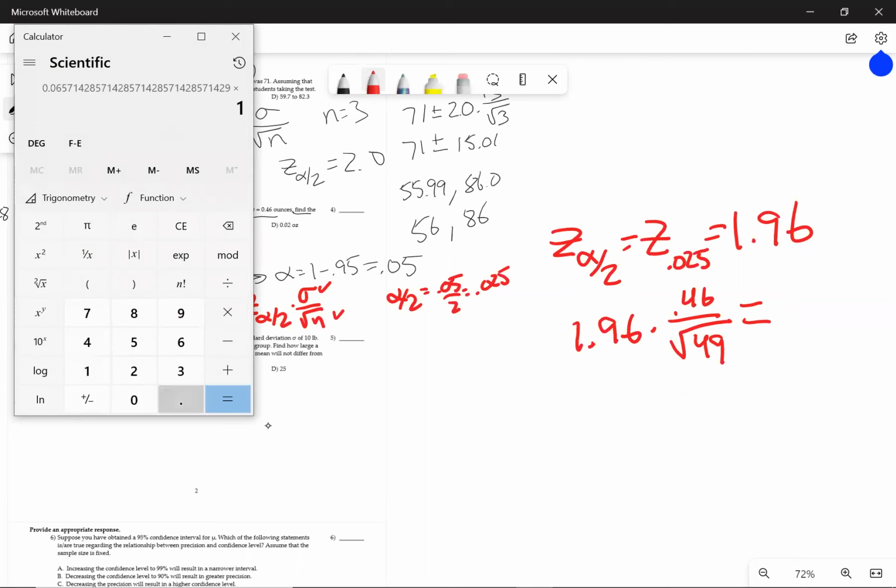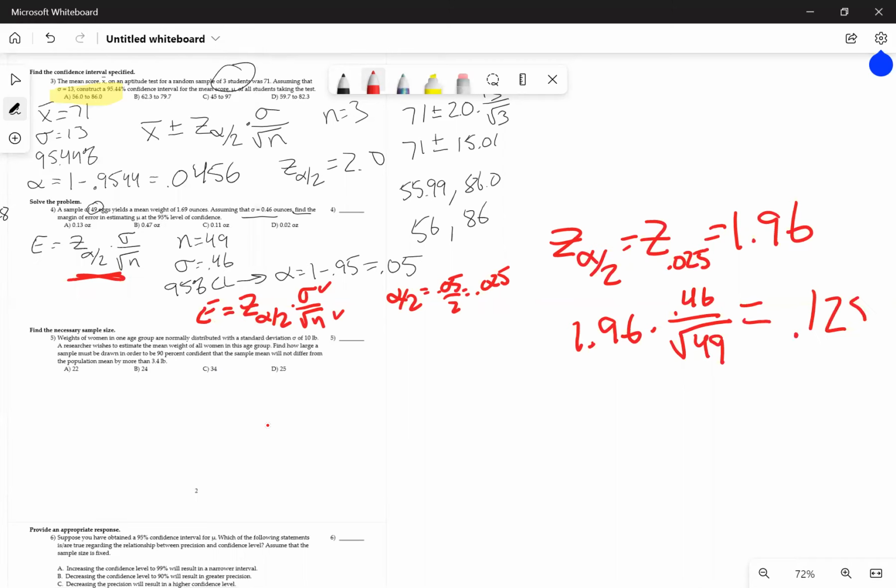Multiply that by 1.96, and that gives me 0.128, which if I round is going to give me 0.13. So my answer for this one is 0.13 ounces. That's my margin of error, plus 0.13, minus 0.13.